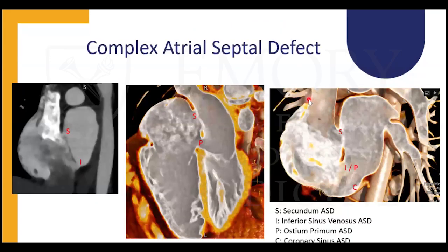She underwent a CT scan post-pregnancy, and what was noted is that she had a very complex atrial septal defect involving many different portions of her atrial septum, and this involved the coronary sinus, the ostium primum, inferior sinus venosus, and the secundum atrial septal defect.